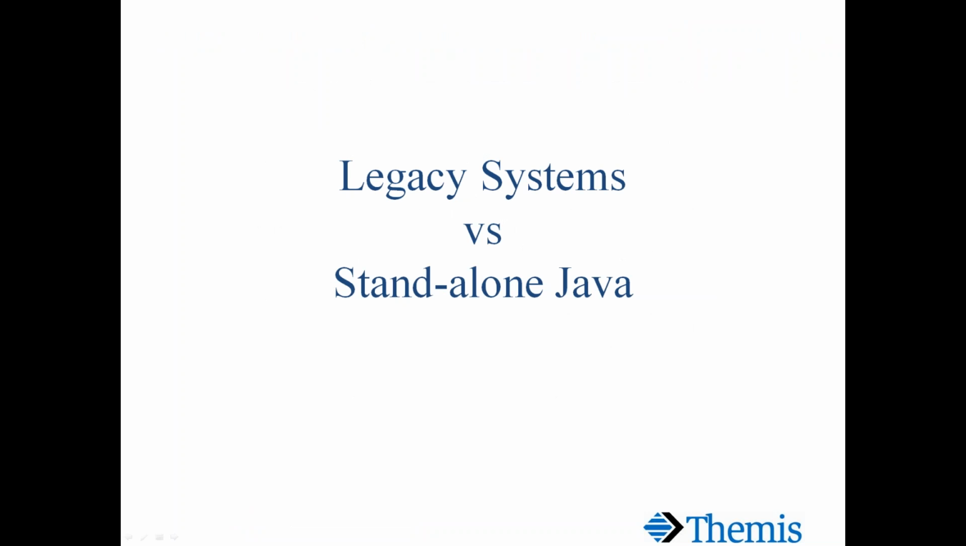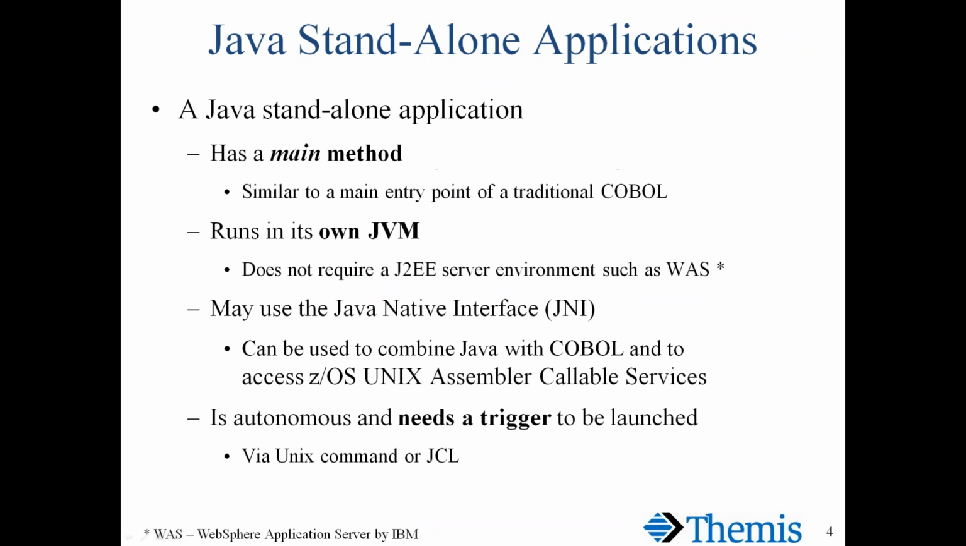First of all, when do you need them? What are they? A batch application is a standalone application with a main method, like an entry point in COBOL. It has its own JVM, that's Java Virtual Machine. So you're not using WAS or any other Java EE server. You may use Java Native Interface. It gives you a way to talk to a COBOL program. And it's kind of complicated. We've got a brief mention of it at the end of this.